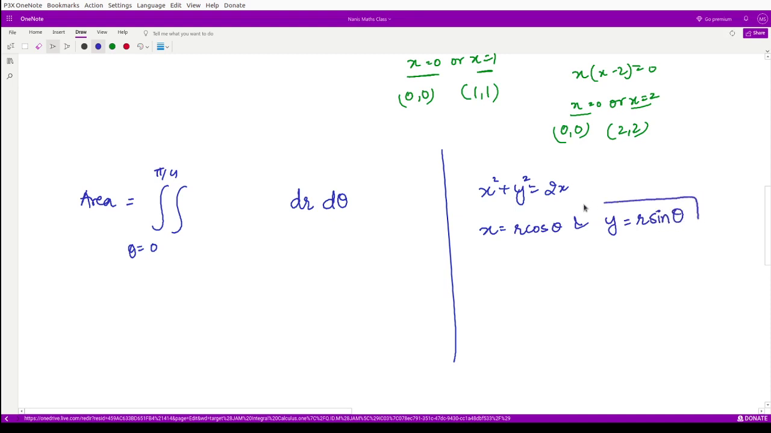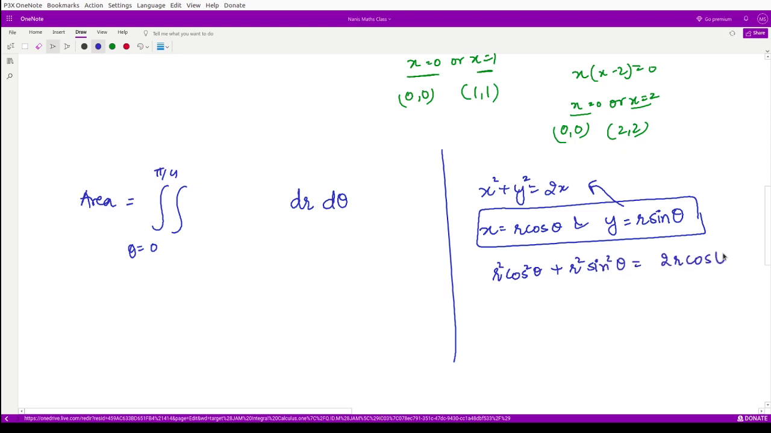So you can substitute all these values in the given equation of circle, so that it becomes r square cos square theta plus r square sin square theta, that is equal to 2r cos theta. So now you can simplify this. So this becomes equal to r square, that is equal to 2r cos theta. So from here you can obtain the value of r as 2 cos theta.